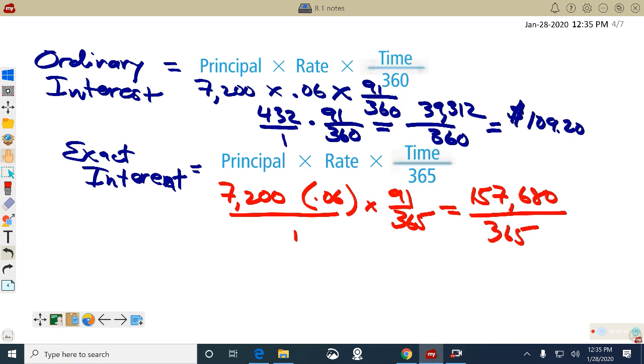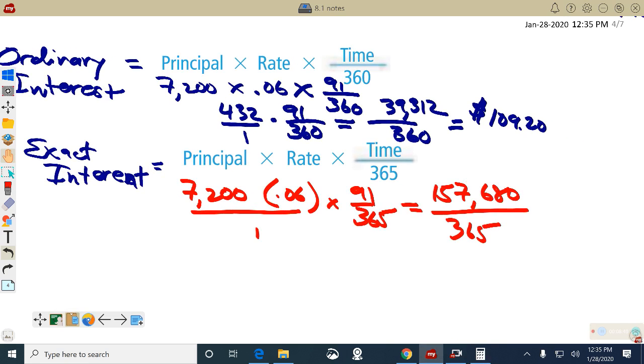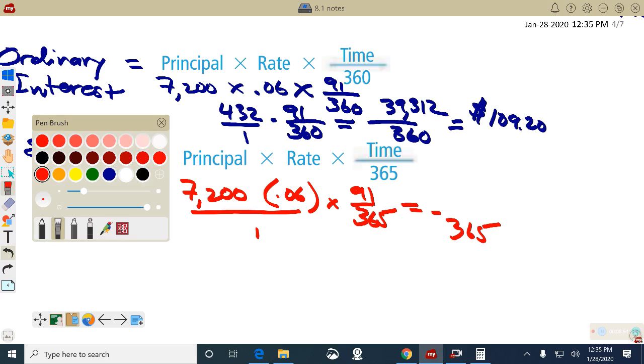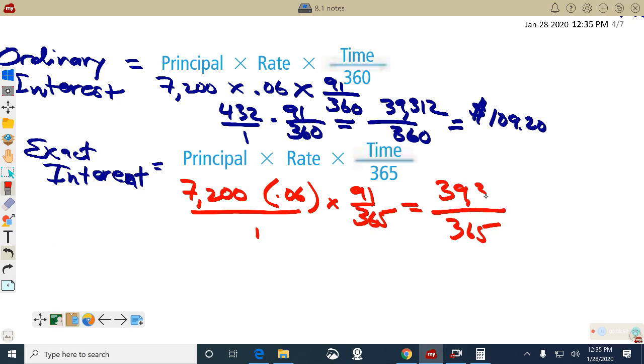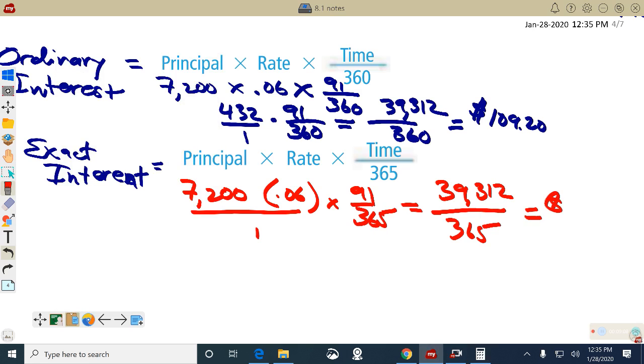Hold up. Something went wrong here. Actually, I messed it up. It's 39,312 up here. So 39,312 divided by 365. It's 107.70. Okay.